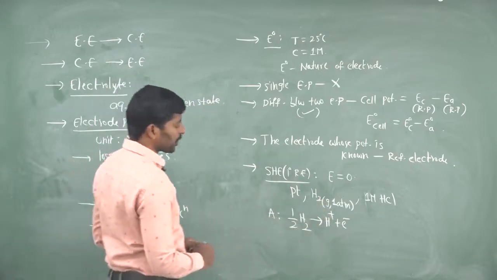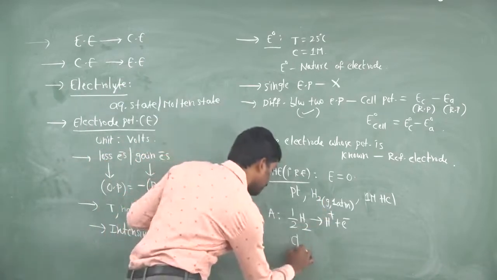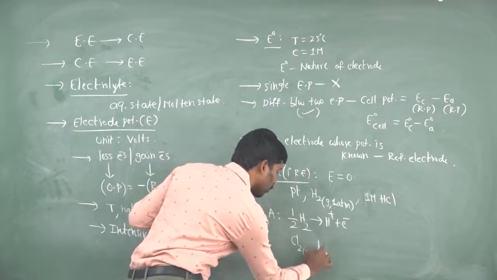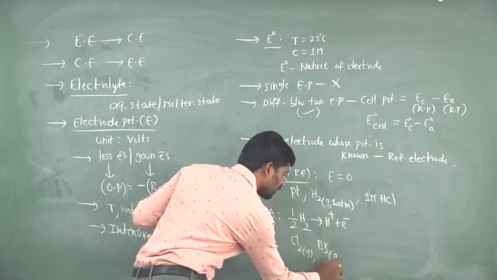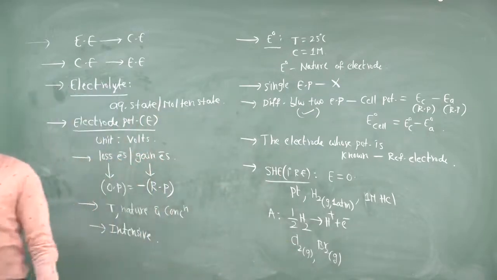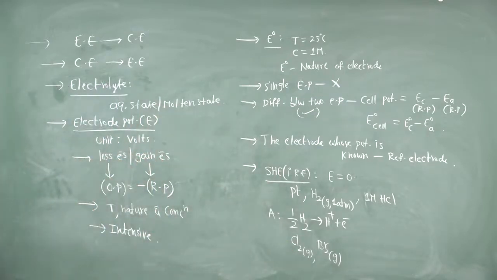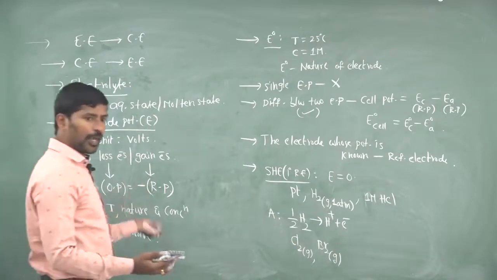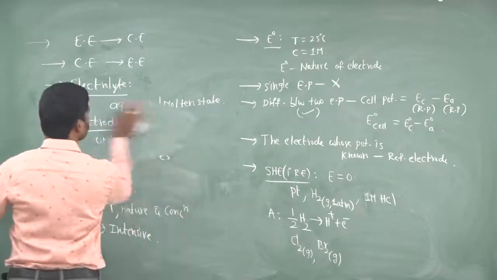Some other examples for gas electrodes are chlorine gas electrode, bromine gas electrode, and oxygen gas electrode. So all those are examples of gas electrodes. Those gases are bubbled on the surface of platinum.